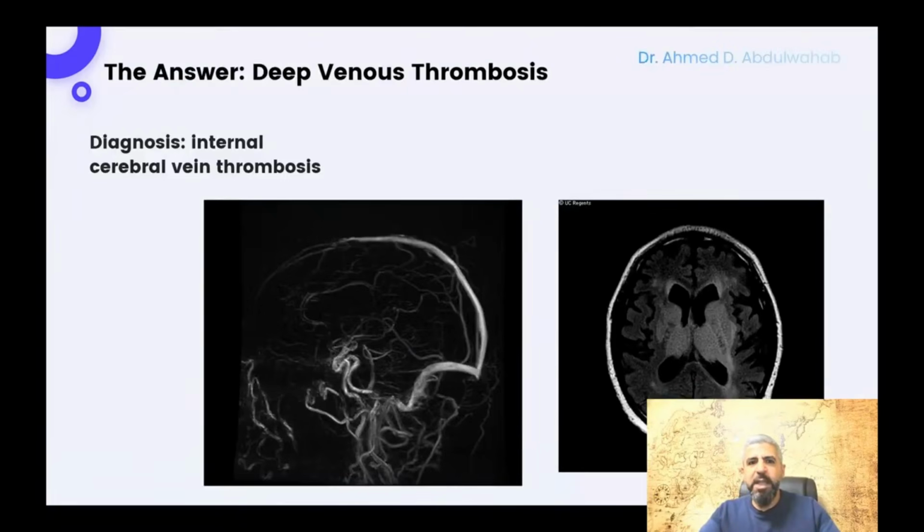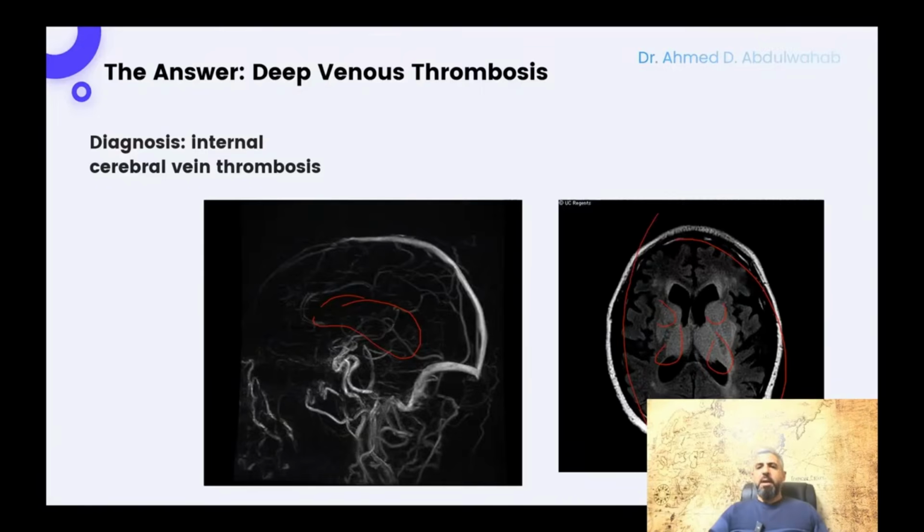It's the deep venous thrombosis of the internal cerebral vein. As you can see here, this is an MRV showing a missing internal cerebral vein, and on the FLAIR you can see diffuse signal intensity abnormality of the basal ganglia and both thalami, which is caused by venous sinus thrombosis and venous infarction. So both sides will swell, and always check the internal cerebral vein when the thalami are bright.